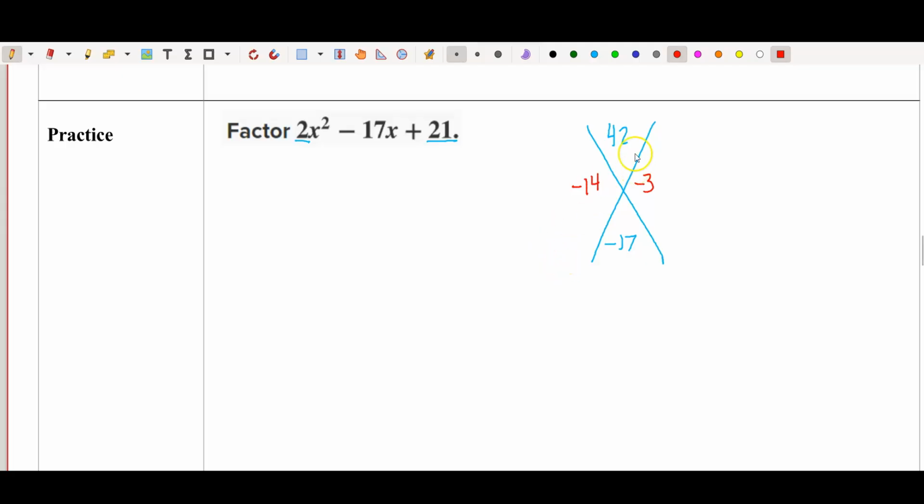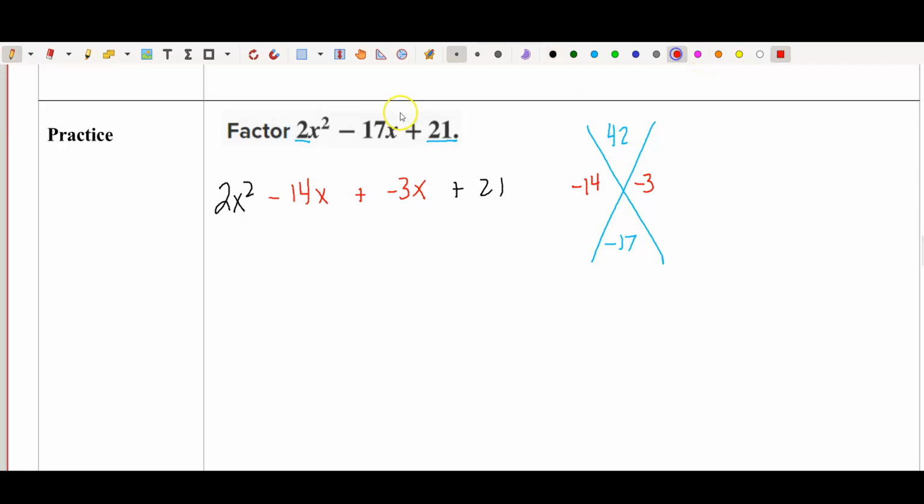Sometimes when you are going through this, it might take you a little bit of time to think about the factors and what multiplies up to 42. That's okay. Once you have it, we're going to rewrite it. We take our 2x squared, and now we plug in and split the middle. So we're going to have a minus 14x plus a negative 3x. Notice that for my second term, instead of saying minus 3x, I'm saying plus a negative 3x. And then we keep the plus 21.